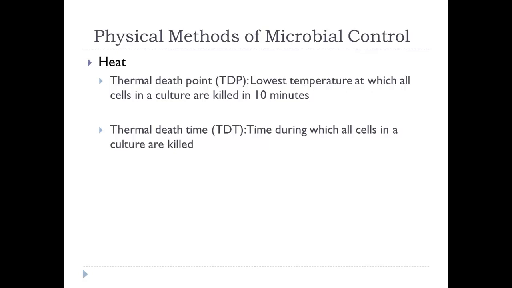The thermal death time is the minimal time to kill all the cells in a culture. It's the time required to kill all the bacteria in a particular culture at a specified temperature. And this is important for sterilization procedures.